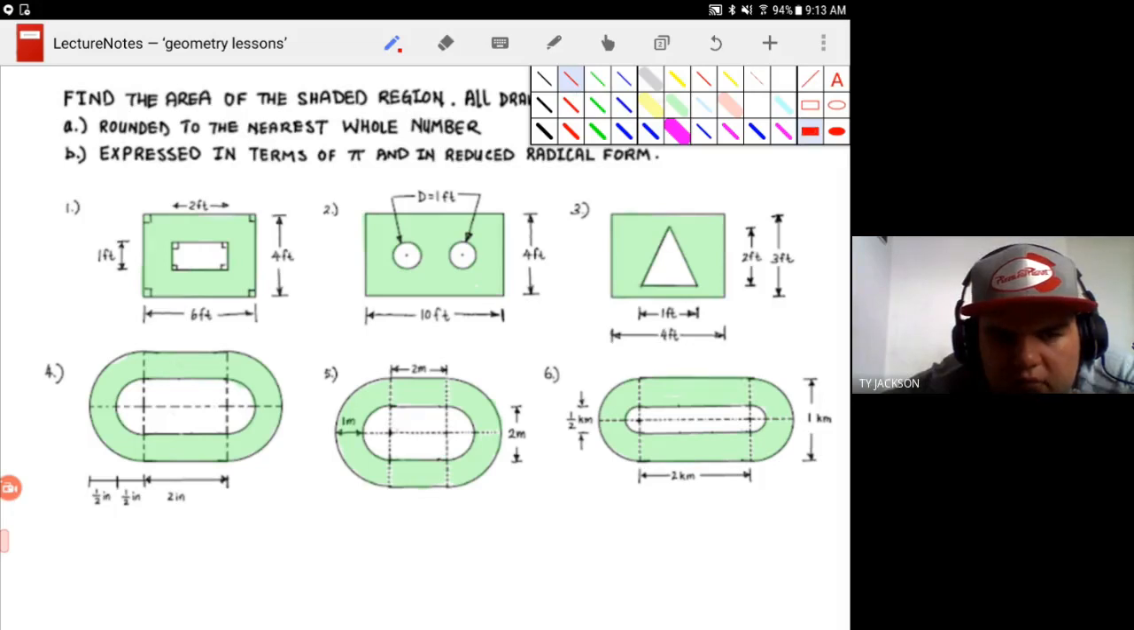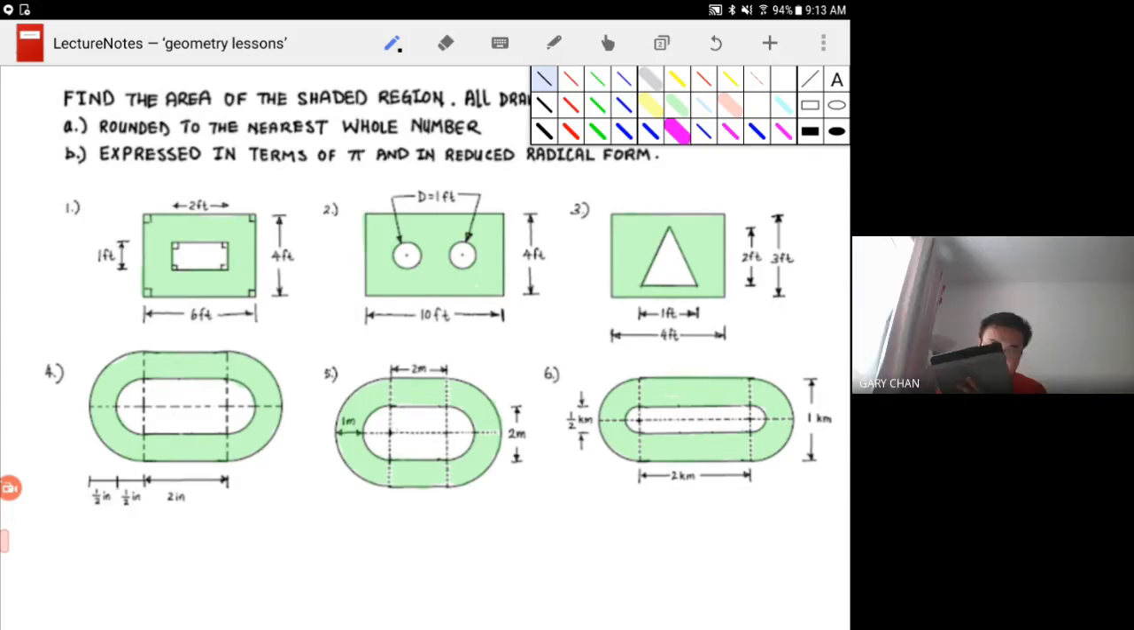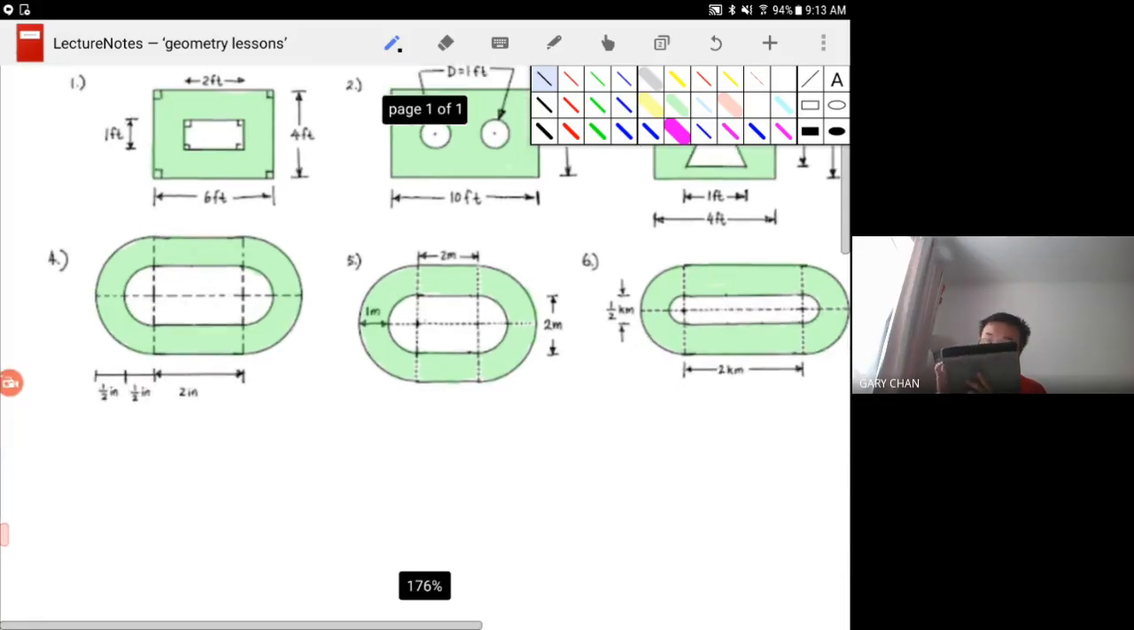I would say multiply. We'll find the area of the white rectangle and the green rectangle, and subtract the green from the white. Exactly. Thank you so much for that, Ty.